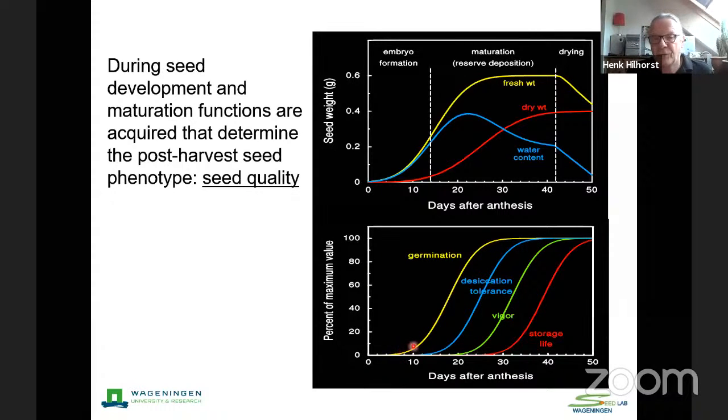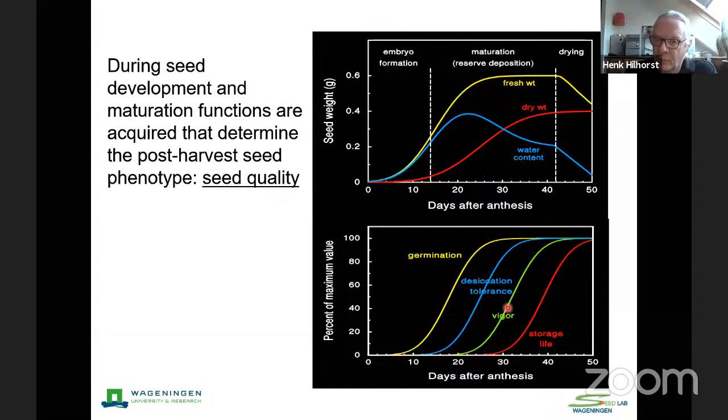Very early during development, seeds become germinable. The moment the cell differentiation in the embryo is completed, the embryo can germinate, but it needs to be germinated on a medium. It needs nutrients. Later on, the reserve food is, of course, accumulating, and then germination of the seed can occur without nutrition from the outside. Also, a bit later, seeds become desiccation tolerant, so they can be dried.